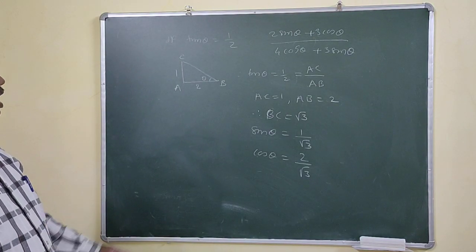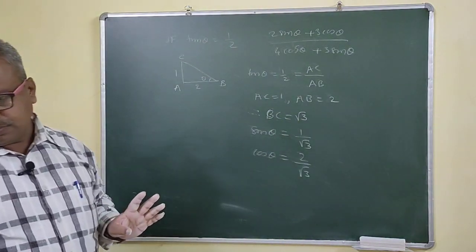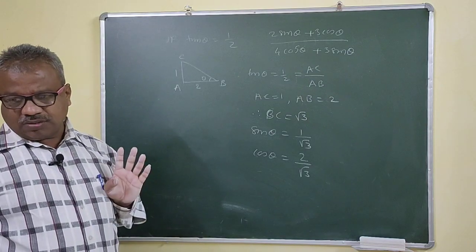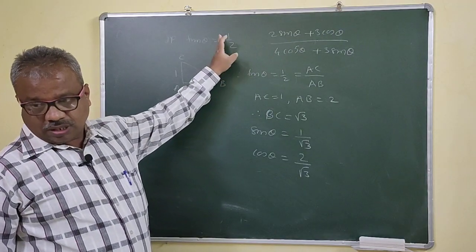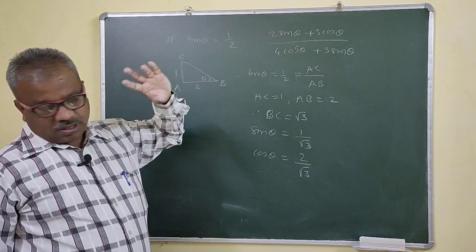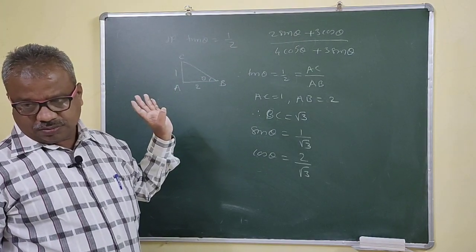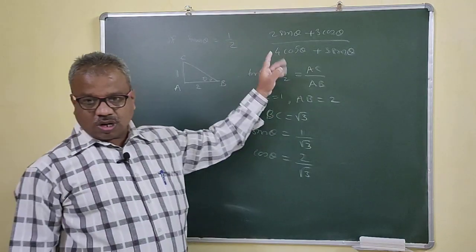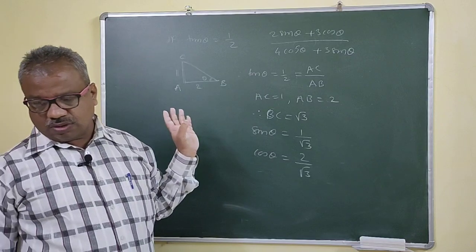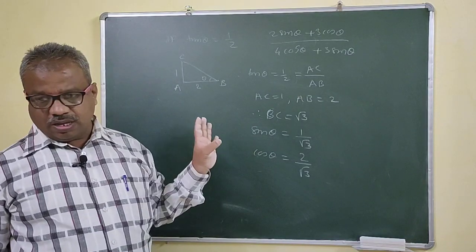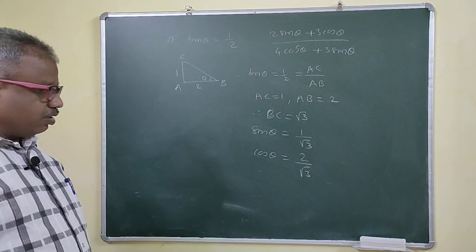Now, because you want sin theta and cos theta, the position of theta is not given to you. Maybe in the first quadrant, where all are positive, and in the third quadrant tan is positive. But the quadrant is not given. That means you cannot take particular values of sin theta and cos theta. So therefore this is the only way you can solve your problem. So you get the value of sin theta and the value of cos theta.